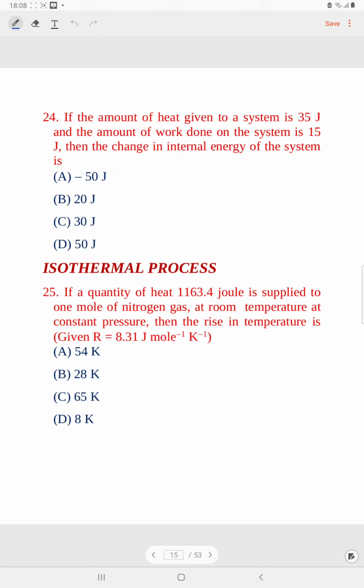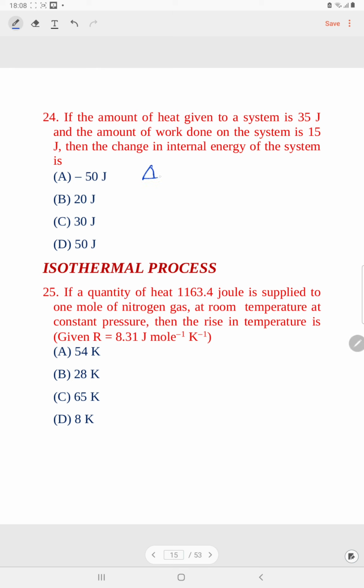Students, let us continue the CET questions on thermodynamics. Now we are in question number 24. If the amount of heat given to a system is 35 joule and the amount of work done on the system is 15 joule, then the change in internal energy of the system is.